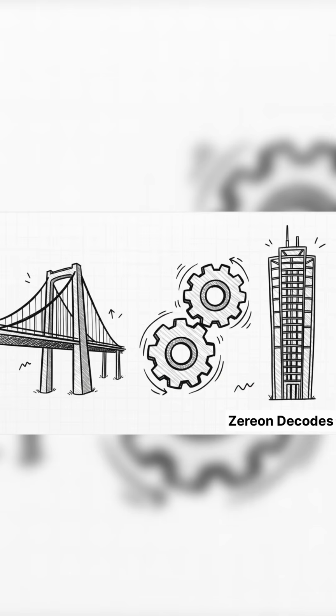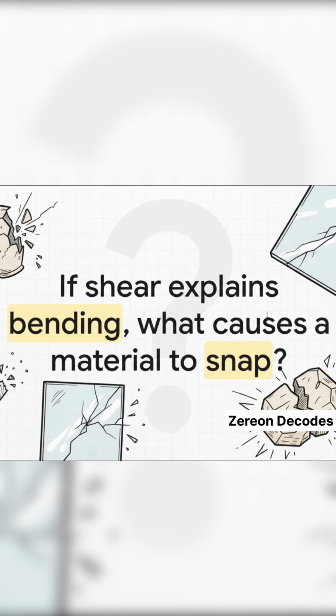So why does this matter? It lets us design parts that safely bend instead of catastrophically failing. So if shear predicts bending, what makes something just snap? Well, that's a whole other story.